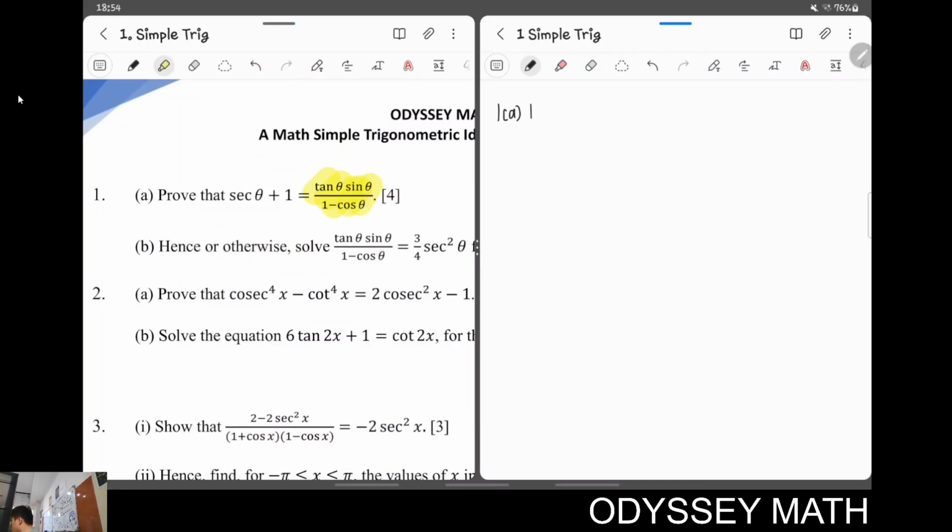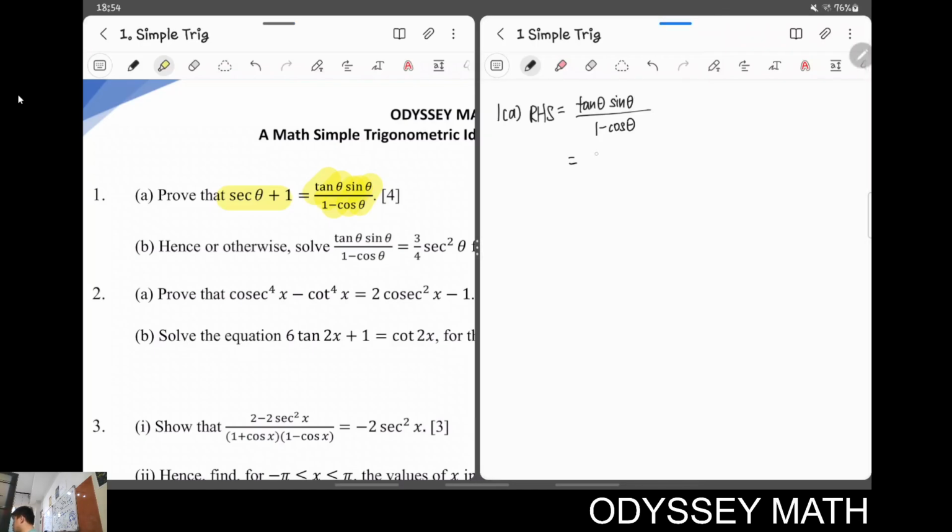Okay, so here's the way you do it. You say right hand side equals tangent theta sine theta over 1 minus cosine theta. Now, after here, there can be a lot of pathways to get to the answer, which means you want to prove this is the left. You want to prove the right hand side goes to the left hand side. But there can be many ways of doing it.